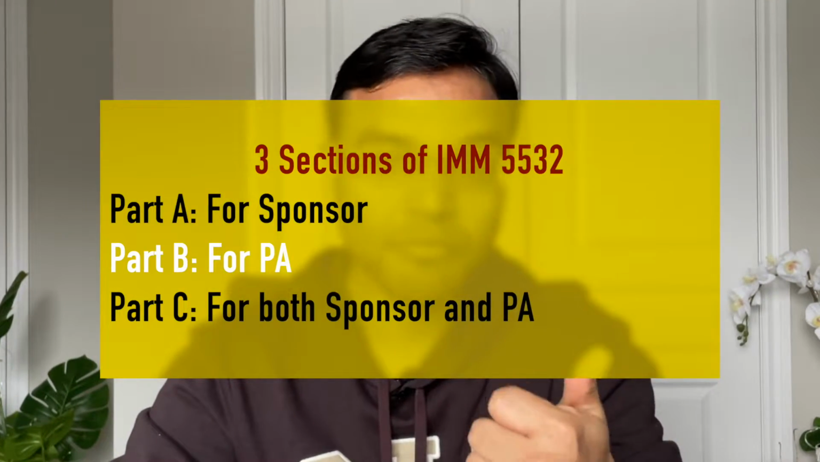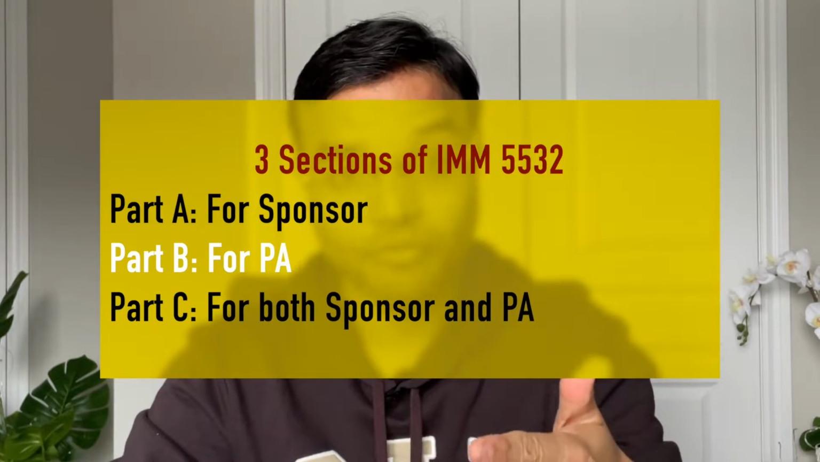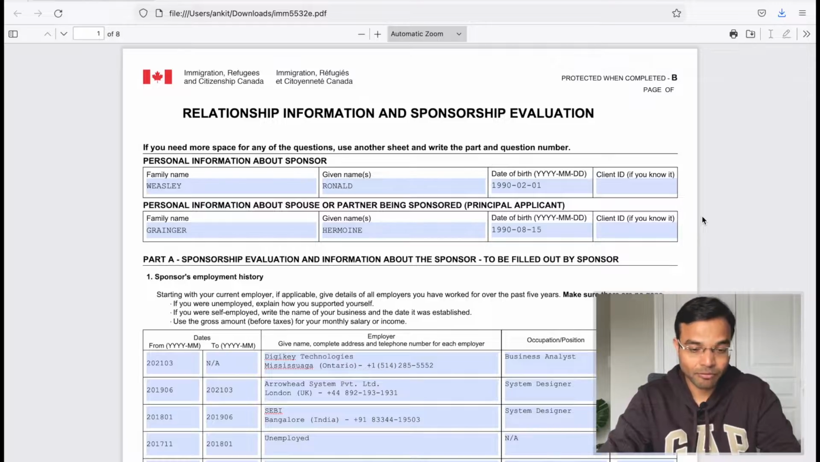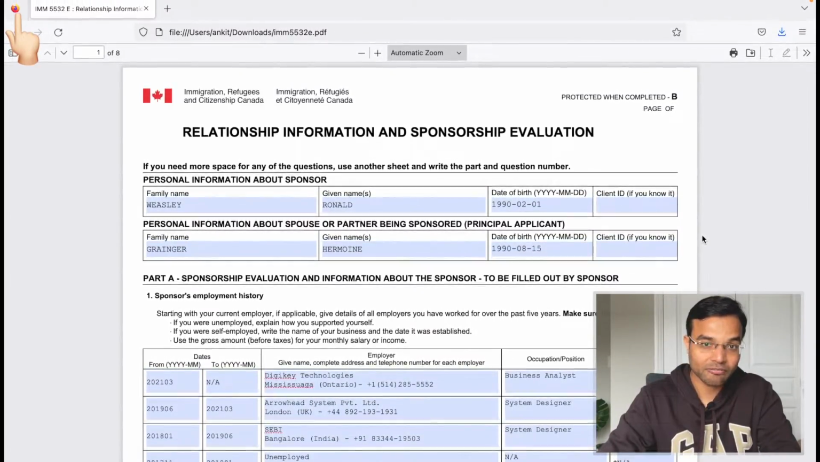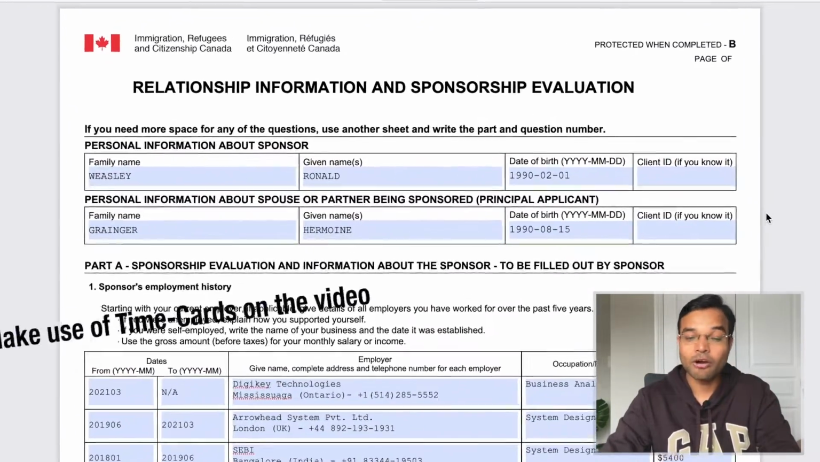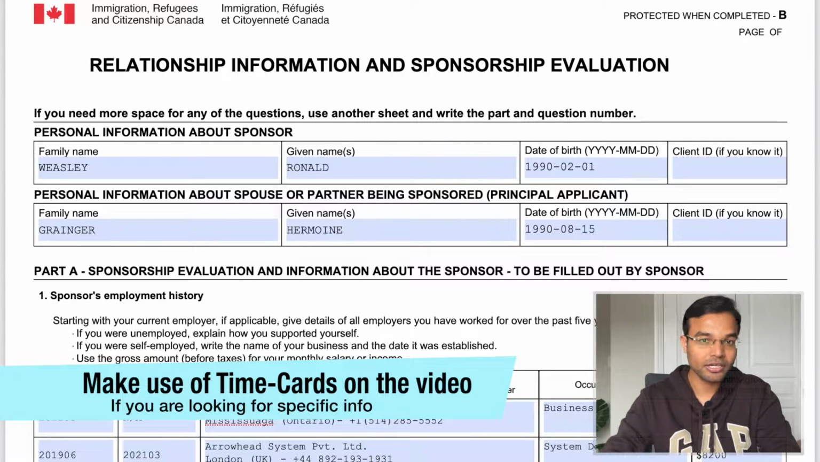I have already pre-filled a form. Now, this form is going to be based on a fictitious character in which there is a principal applicant and there is a sponsor and there is a story behind it. This form has got three sections: Part A for the sponsor, Part B for the principal applicant, and Part C for both principal applicant and the sponsor. As I said, I have already pre-filled this form and I have opened it up in a Mozilla Firefox browser on a Mac machine. Why I'm not using Adobe Acrobat Reader is something that we are going to answer in the section on the digital signature. So let's park that for now.